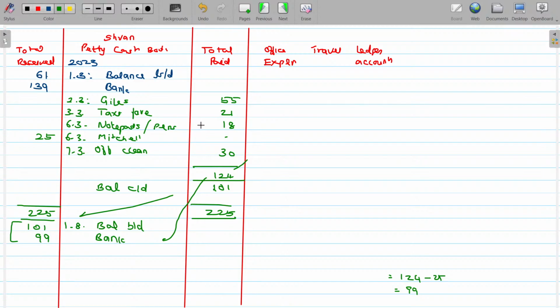Now classification of these expenses. Gillies will go to ledger account. Taxi fare will be falling in travel. Notepad may be office expenses. Mitchell is ledger account only, it is given on the other side. Office cleaning, office expenses 30. The total office expenses being 48, total travelling expenses being 21, and ledger account being 55. Is that okay? So you have to be careful here. The 99 being the amount recovered for making it equal to the imprest amount.